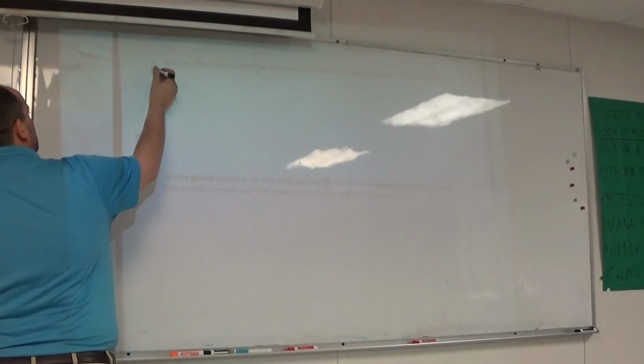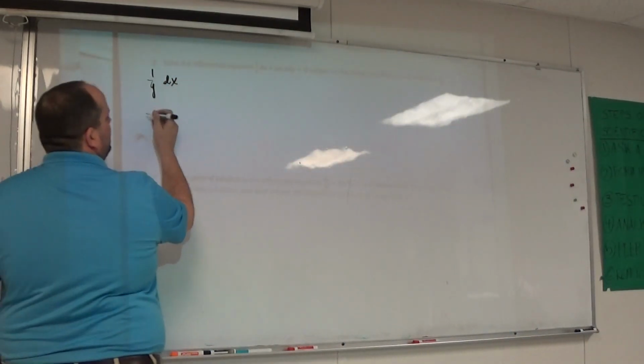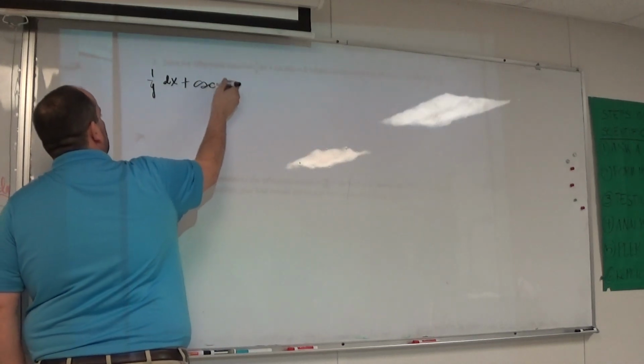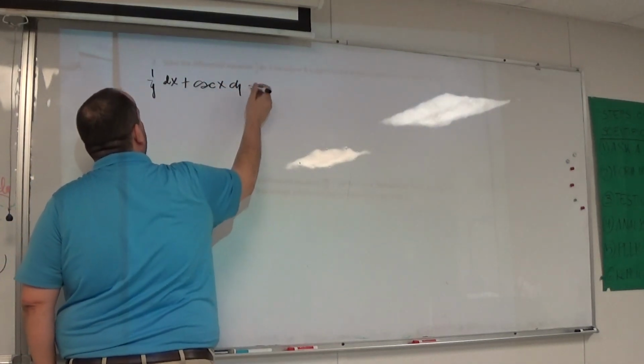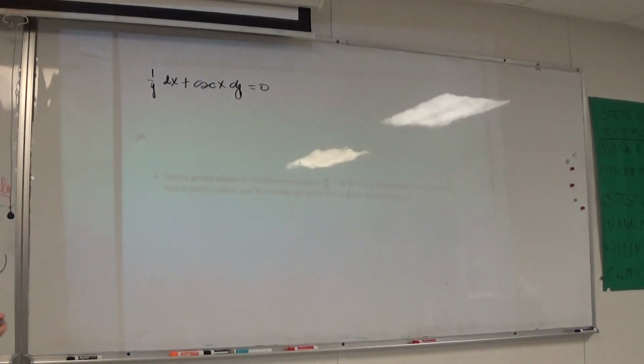Seeing some good moves. Except for me: 1 over y dx plus cosecant of x dy is equal to 0. I don't know about anybody else, I am not ready to say this is separable. You only know it's separable when you actually have legally separated all the x's with the dx and all the y's with the dy. So I've seen some good moves.